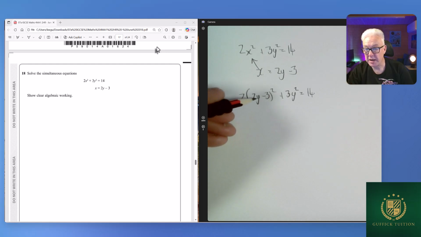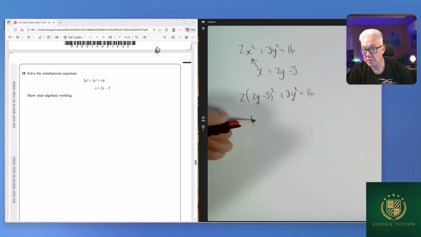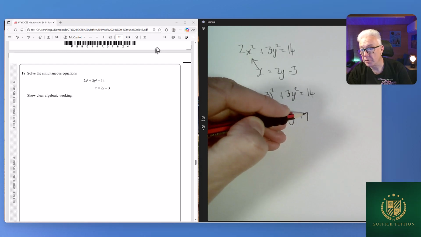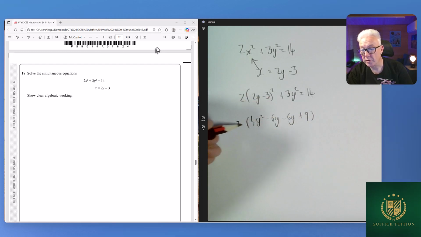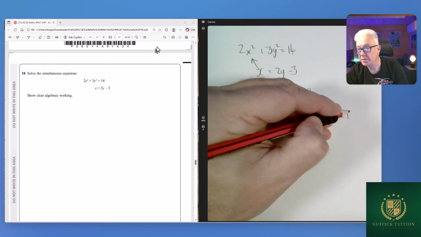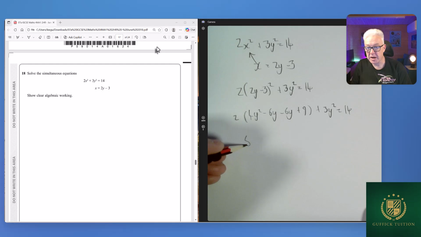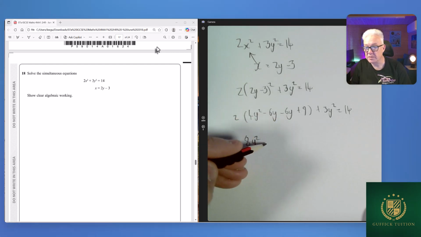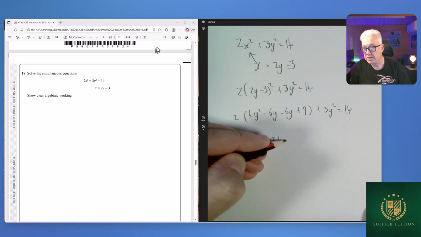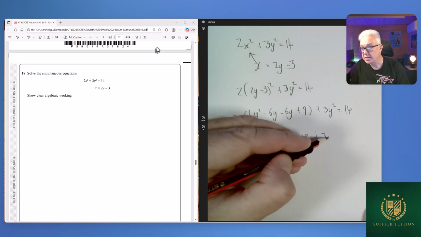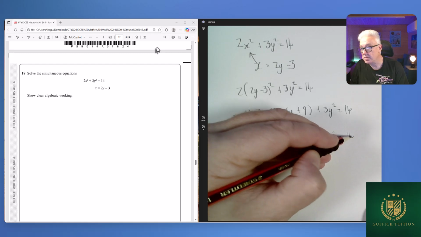We're then going to expand this bracket. So that's going to go to 4y squared minus 6y minus another 6y plus 9, and that whole thing is going to be times by 2 plus 3y squared equals 14. Let's expand the bracket now, so 8y squared, then 12 times by 2 is minus 24y plus 9 times 2, which is 18, plus 3y squared is equal to 14.